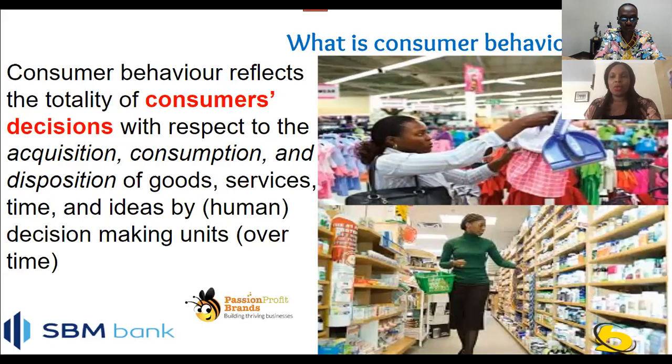And the consumer, when they have a need, they start looking for a solution. Before they come to your store, they have already started searching. They could go to the internet. They could talk to people. They could read around. They do a lot of homework before they actually show up at your store. So those are the things that a business needs to think about. And those are the ones that form the process of the consumer decision making.